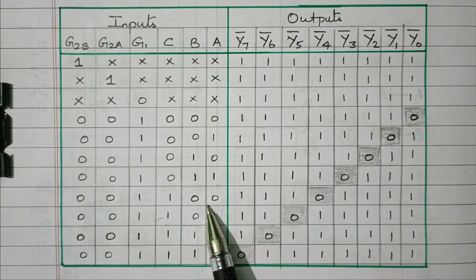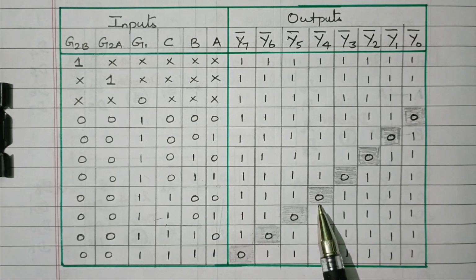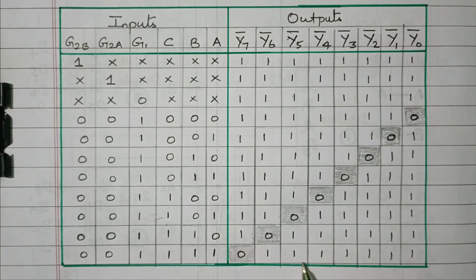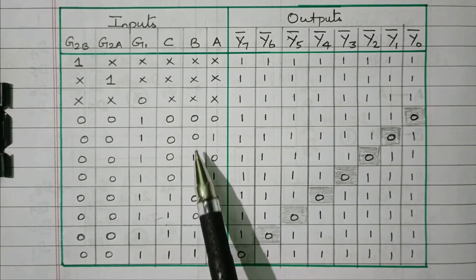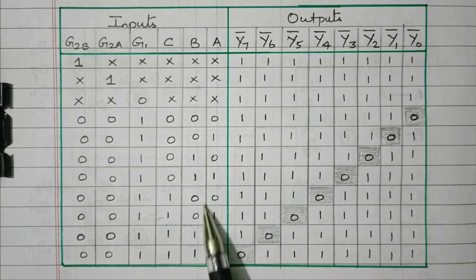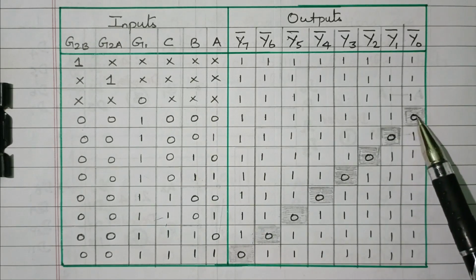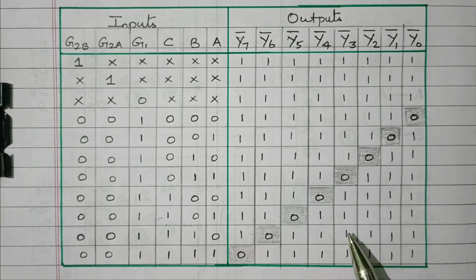And 1, 0, 0 means Y4 bar is 0, other digits are 1. 1, 0, 1 means Y5 bar is 0, other digits are 1. 1, 1, 0, Y6 bar is 0, other digits are 1. Finally, 1, 1, 1 means Y7 bar is 0, other digits are 1. So based on these ABC 3 digits, 8 combinations, we are getting 8 different outputs from Y0 bar to Y7 bar. These are all zeros, other terms are 1.